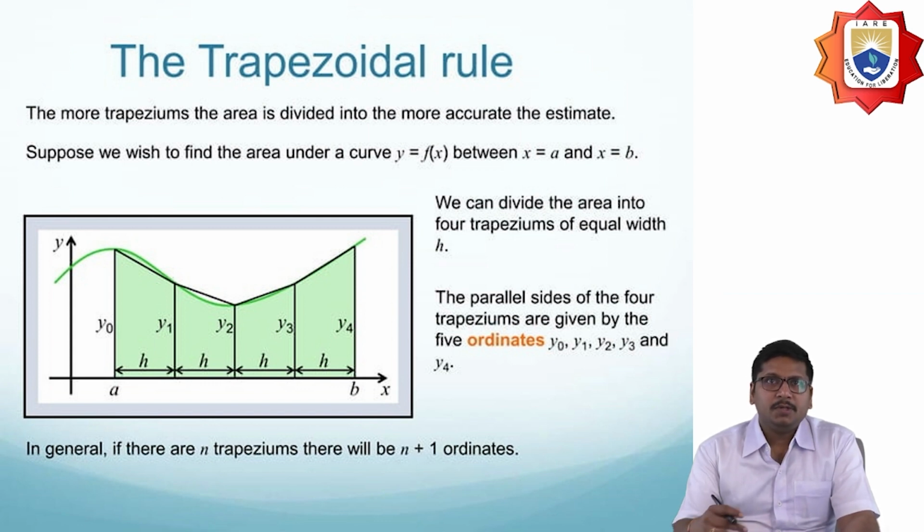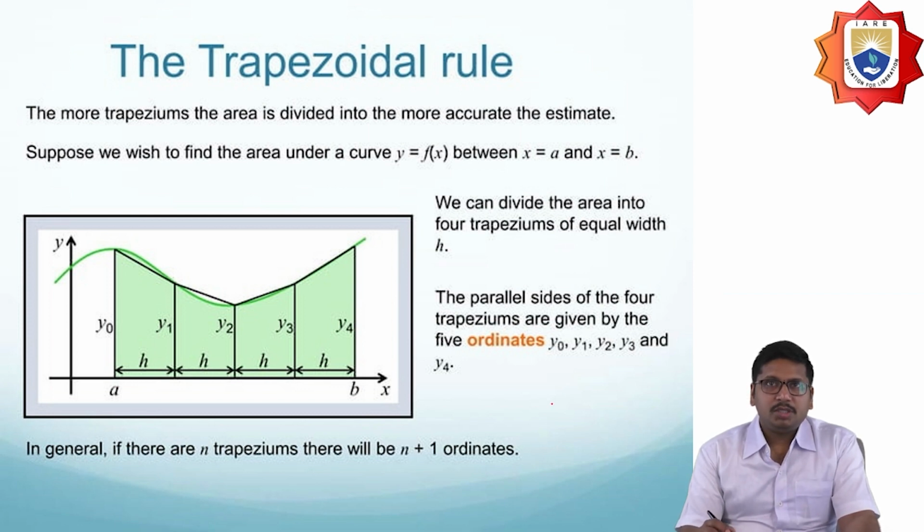Suppose we want to find the area under the curve y is equal to f of x between x is equal to a and x is equal to b. At that time, we can divide the area into 4 trapeziums of equal width h. The parallel sides of the 4 trapeziums are given by 5 ordinates, let us say y0, y1, y2, y3, and so on. In general, if there are n trapeziums, there will be n plus 1 ordinates.